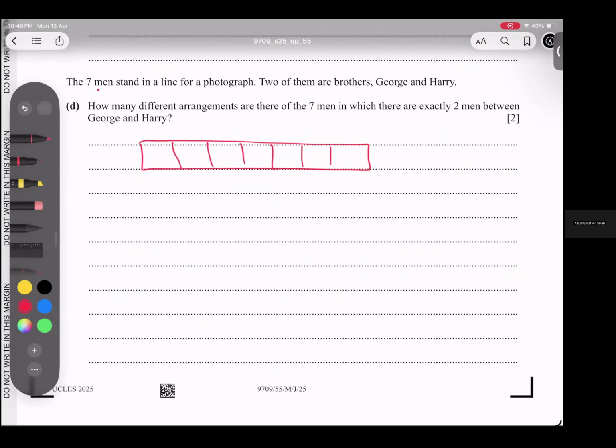Wait a minute, please. Seven men are standing in a line, okay? And George and Henry are two brothers, and there are seven men, and exactly two people are between the two brothers, in the middle. So G and H and two other people come in the middle. He said exactly two. Okay, so now I make a block. So now what is the possibility? How many people are left behind? Five. How many positions? One, two, three, four, five. So 5P5, okay. And this H and G can even change places. So 2, or 2P2, same meaning.